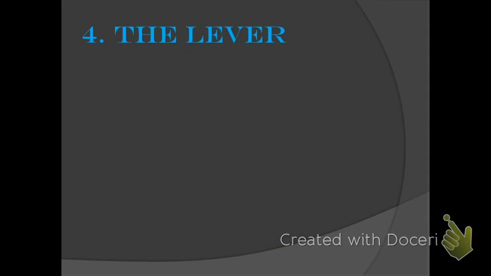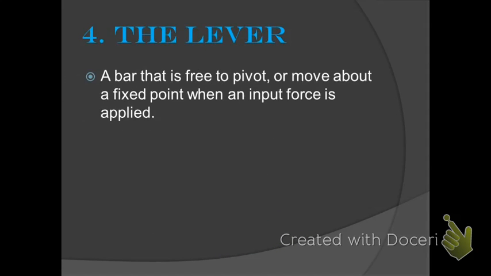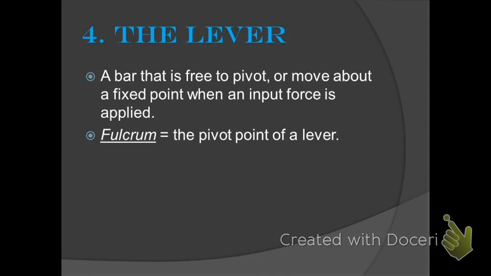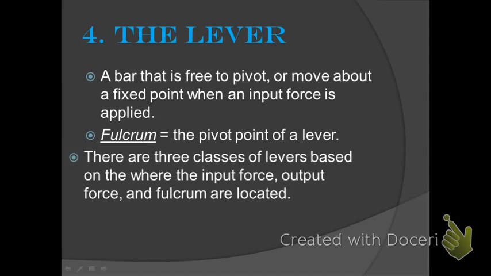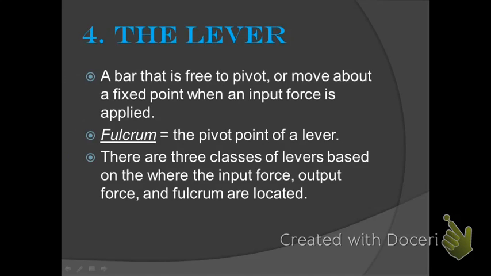Cassidy, tell us about our next simple machine. And this is what kind of machine? The lever. What's a fulcrum? The pivot point of a lever. There are 3 classes of levers based on where the input force, output force, and fulcrum are located. And we know these because we just learned them.